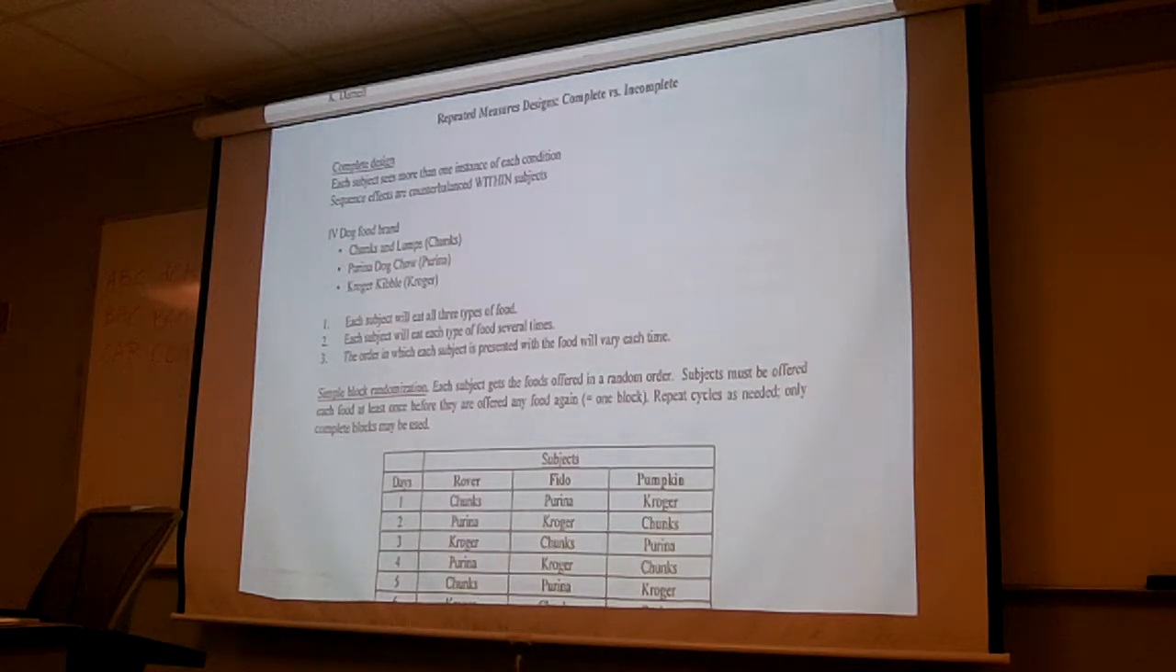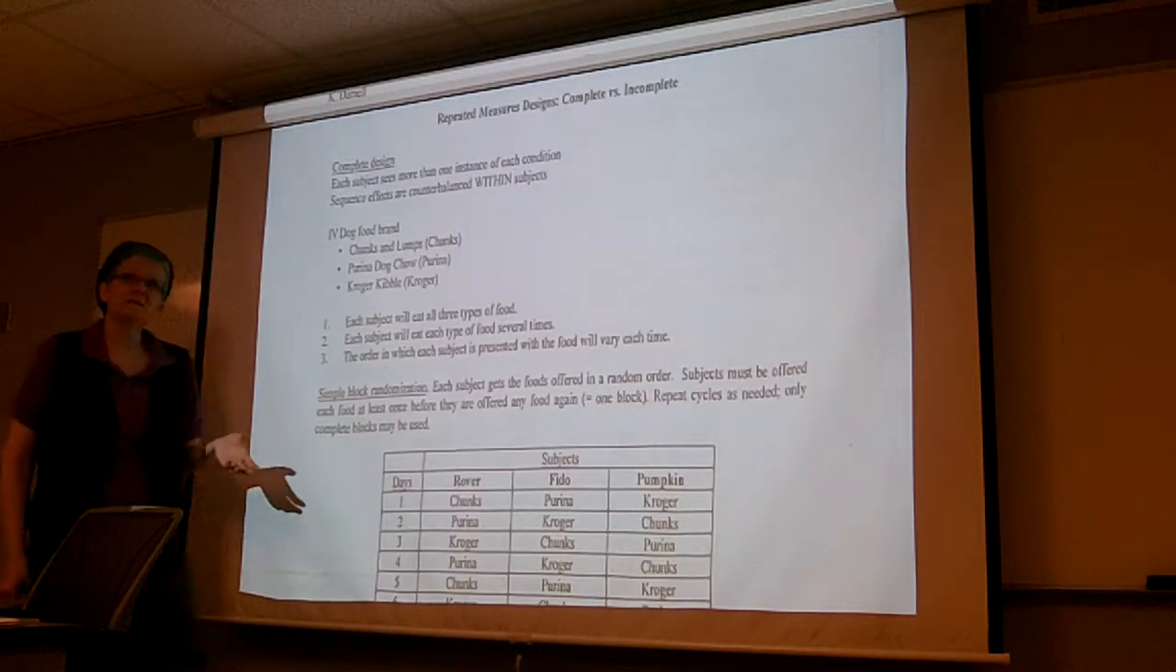But when you use a complete design, you have the potential to gather order data, or to control for order effects within subjects. In other words, you can get data from a single subject that has chunks before Purina and Purina before chunks. You can do that for everybody. You can get Purina before Kroger and Kroger before Purina. You can get Kroger before chunks and chunks before Kroger. Right? So you can get information from every subject about every combination if you do a complete design, because you've got a chance to present every type of condition more than once.